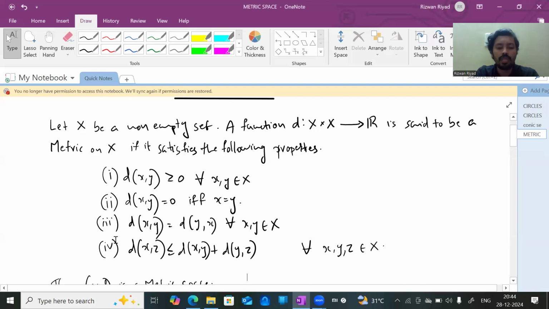Next, we have the fourth and last condition, which is known as the triangle inequality. Okay, this condition is known as the triangle inequality.